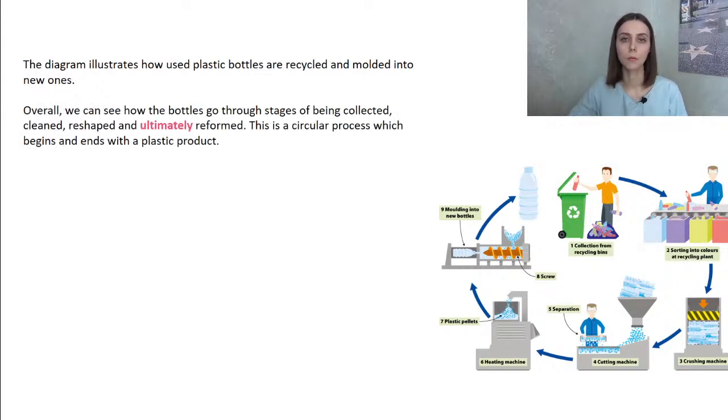Then I have the overview, where I put only the main steps. It's a very wide description, so it's not the analysis of each step. And I try to make the conclusion by linking the causes and the effects. So overall, we can see how the bottles go through stages of being collected, cleaned, reshaped, and ultimately reformed. This is a circular process which begins and ends with a plastic product.